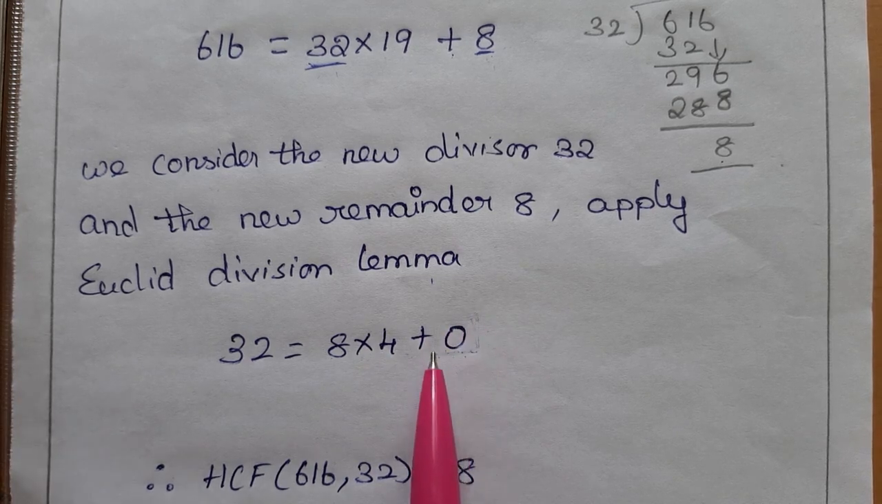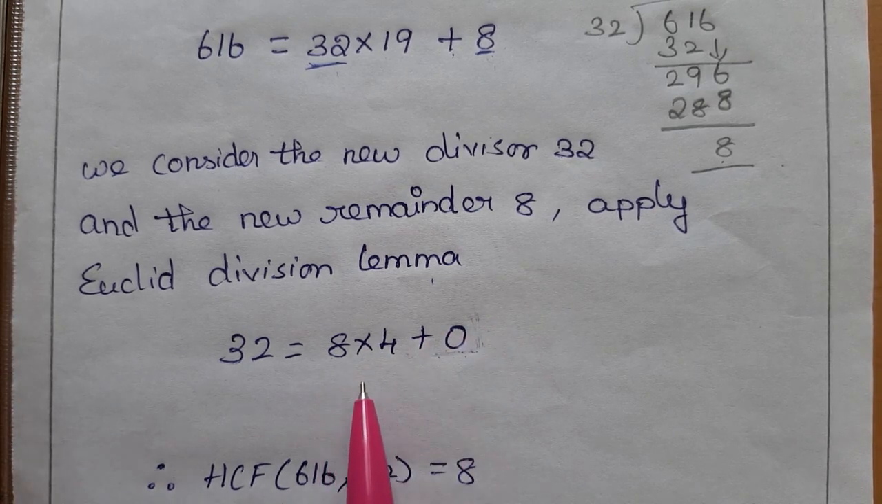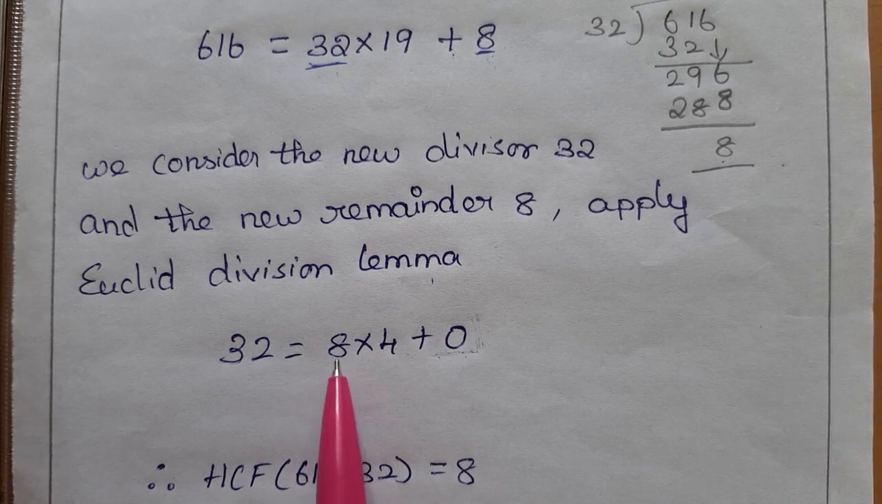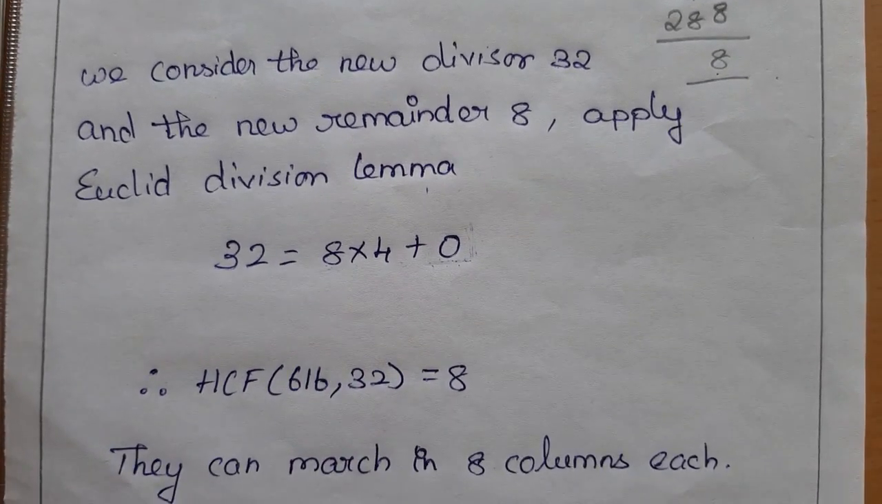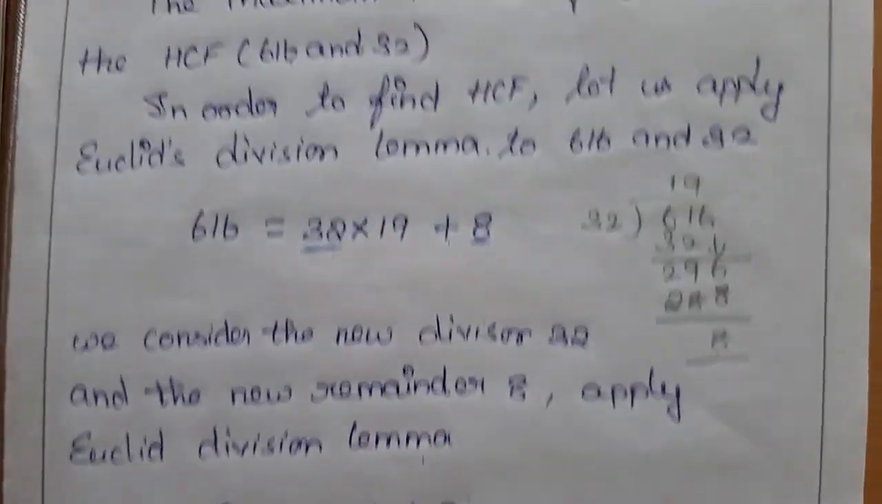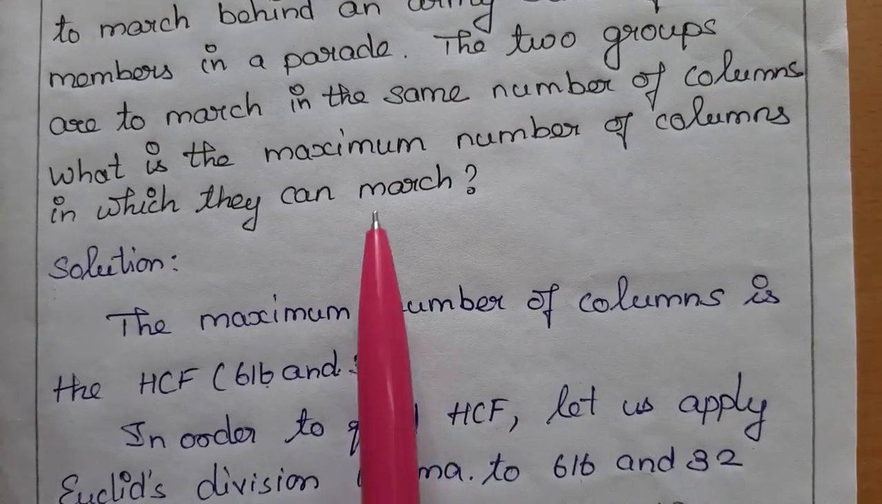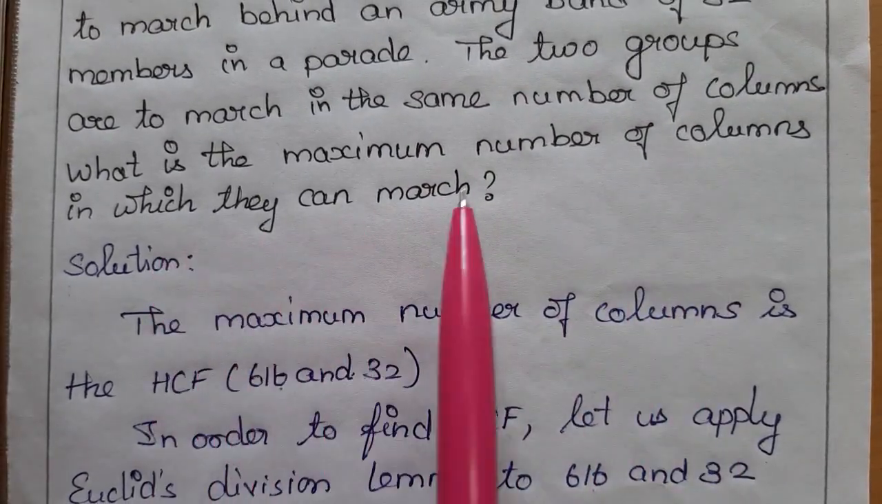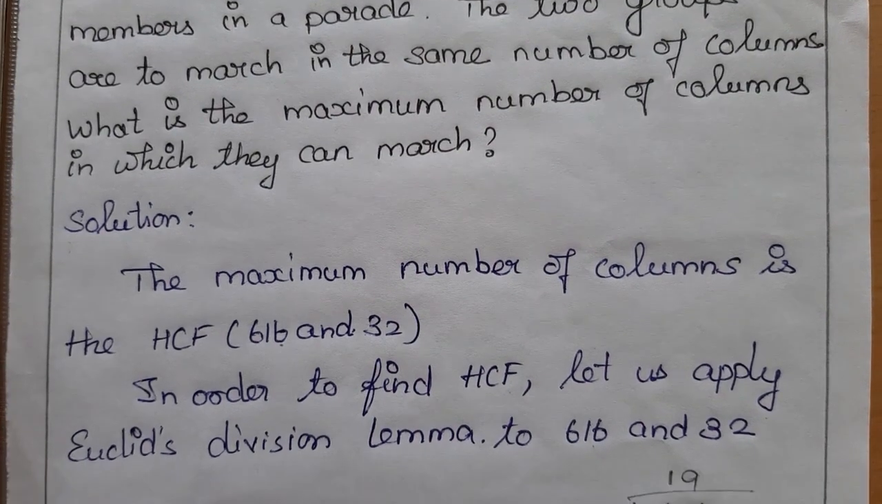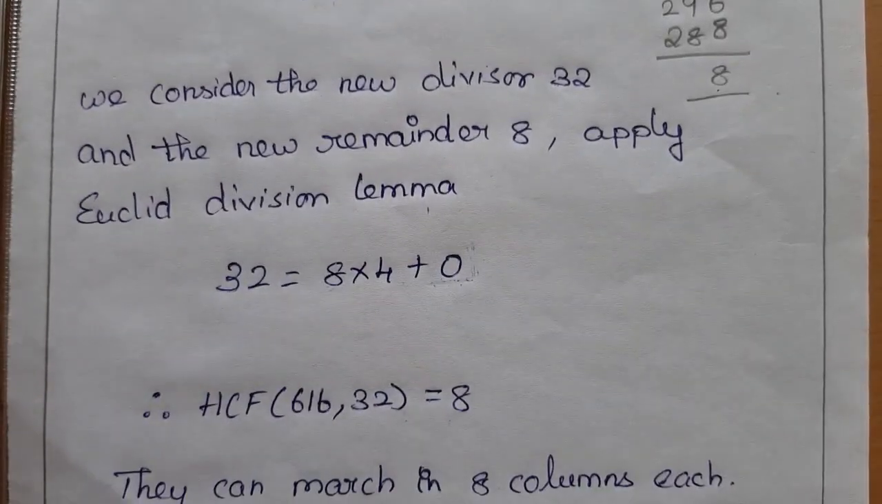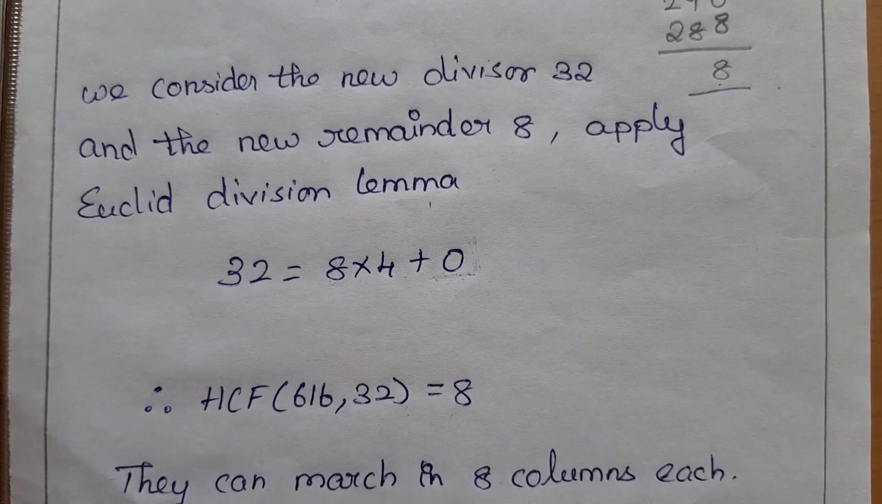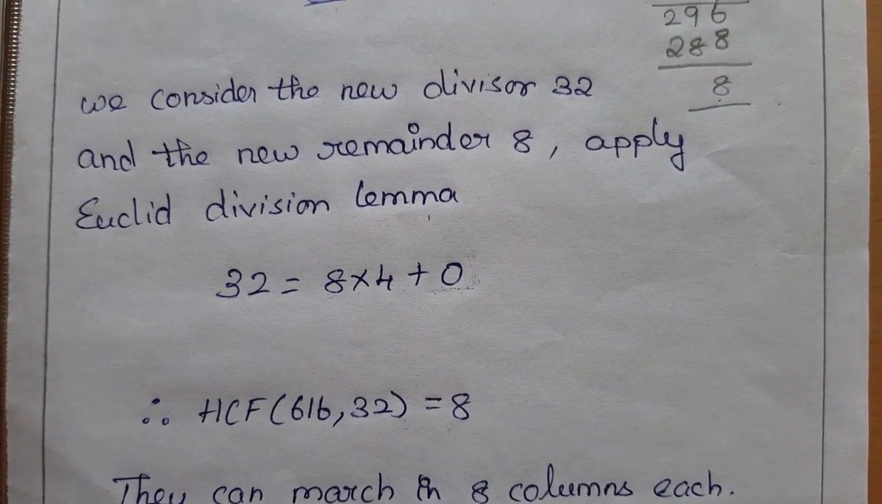Then which is the HCF? Guess? Yes, the divisor 8. Divisor 8 is the HCF. So the HCF of 616 and 32 is 8. The question asks what is the maximum number of columns in which they can march. So what is the maximum number of columns they can march in? It is 8, right? So they can march in 8 columns each. Thank you.